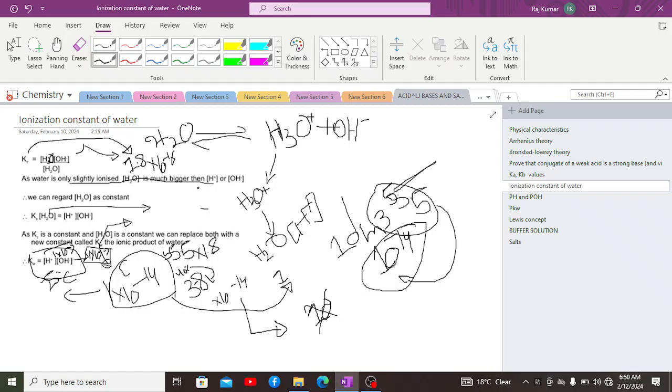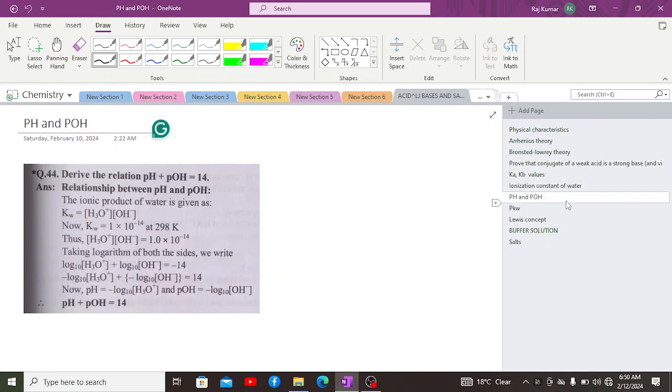Coming to the next point here, which is about pH and pOH. Discussing pH and pOH, first and foremost, what is pH? pH was first given by a scientist known as Sorensen. He defined the terminology pH as power of hydrogen, or potential of hydrogen.